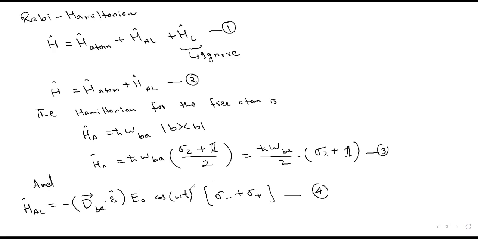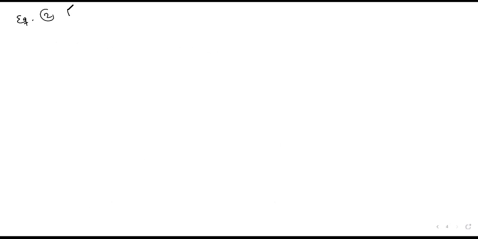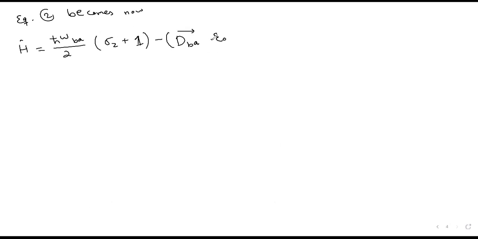So by putting equation number 3 and 4 in equation number 2, equation number 2 becomes now minus E naught cos of omega t times sigma minus plus sigma plus. So this is equation number 4.